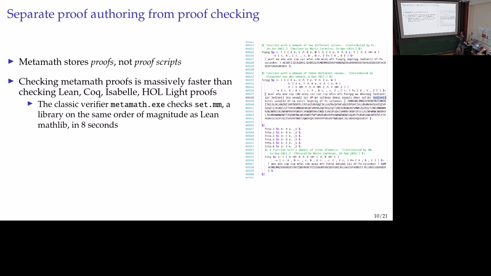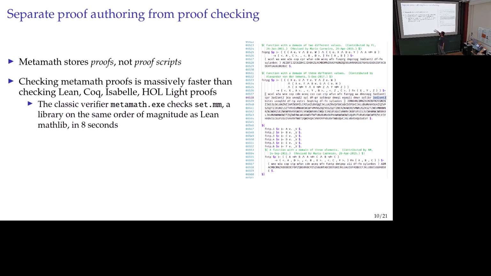As a result of this, checking Metamath proofs is massively faster than checking Lean or Coq or Isabelle or HOL Light, because all of these systems contain these proofs, and those are the only things that are stored. And because of that, if you want to check the file, you have to rerun the proofs. And if it's doing some kind of search procedure or whatever, that's innately going to take more time than if you had just stored the proof term itself.